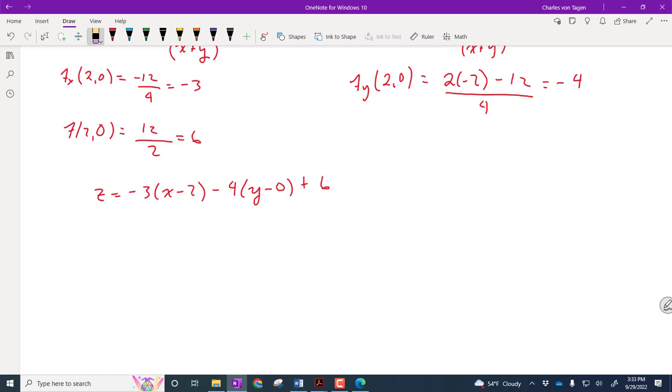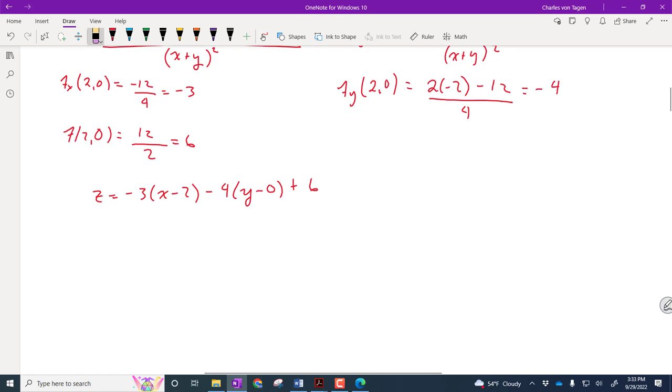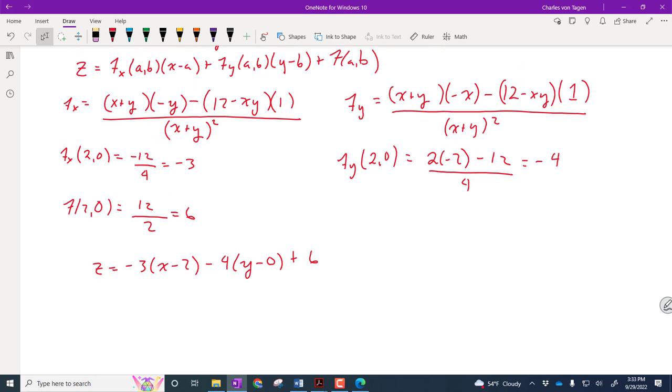Yes? Sorry, can you go over how you got negative 4 for f sub y? Yeah, so here was our quotient rule. We good with that? And then I plugged in the ordered pair. This is f sub y of (2, 0). So everywhere I saw an x, I plugged in a 2, and everywhere I saw a y, I plugged in a 0. Great. Thank you.